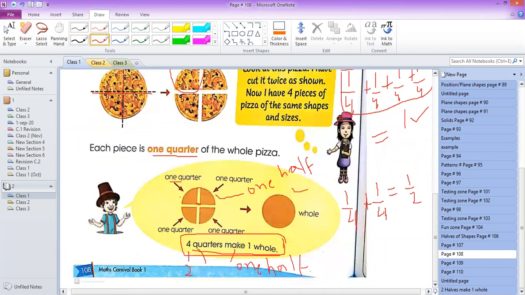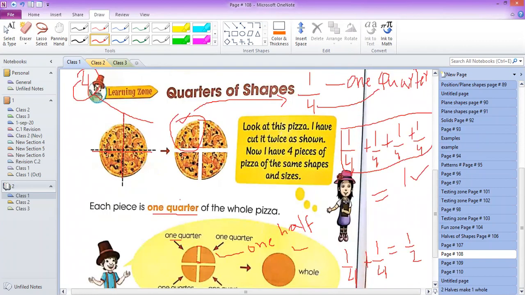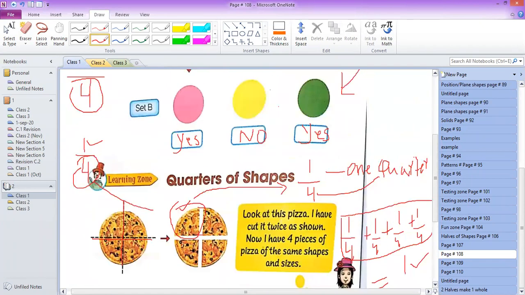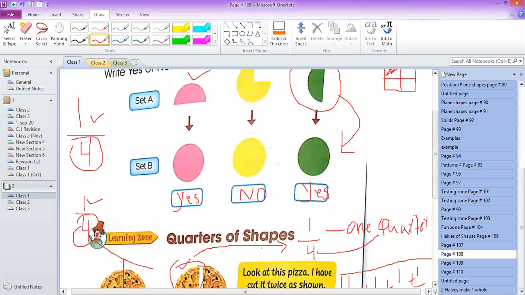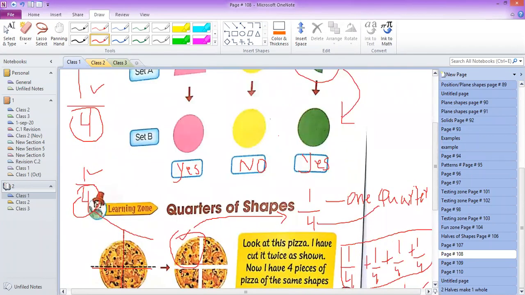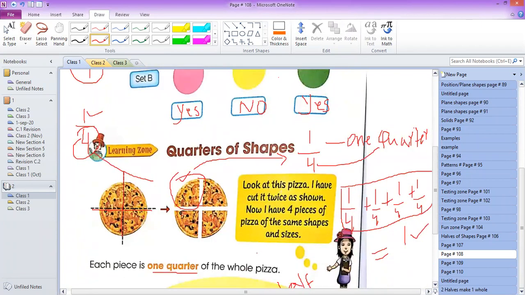So guys, we can have different quarters in different shapes. We will learn that on the next page. And one important thing, guys: four quarters make one whole. Like in halves, if you eat one piece of the pizza out of a total of two pieces, that means you are eating half of it. But once you eat two pieces out of two pieces, that means you are eating the full pizza.